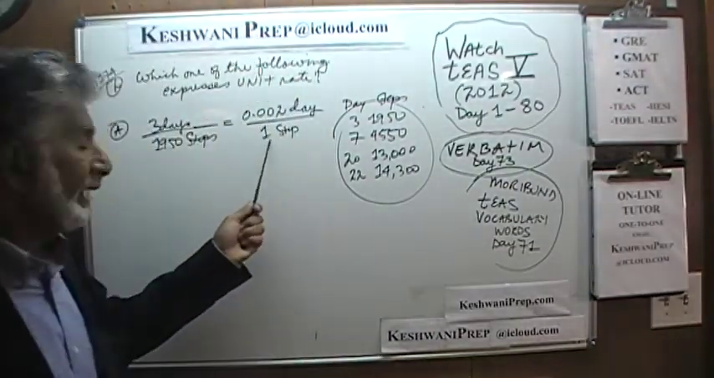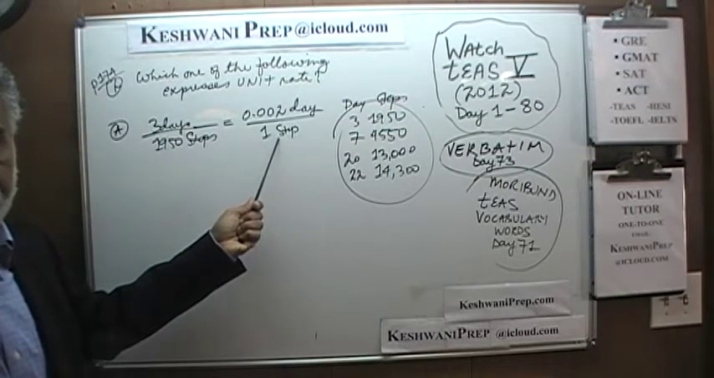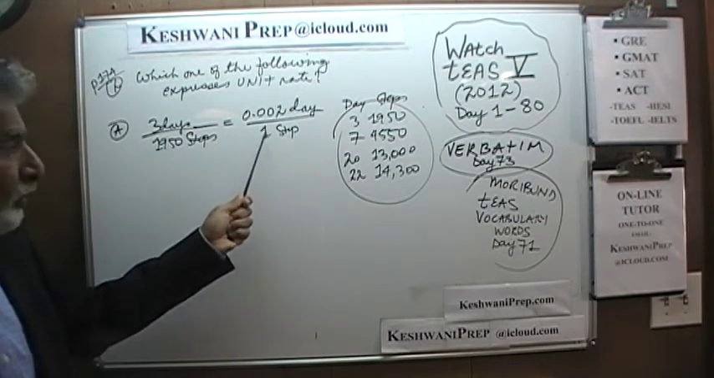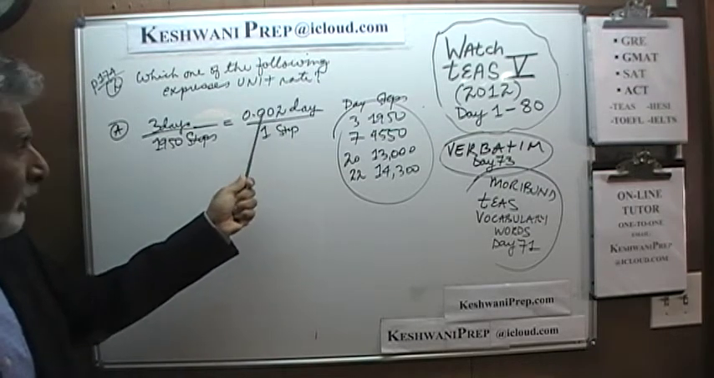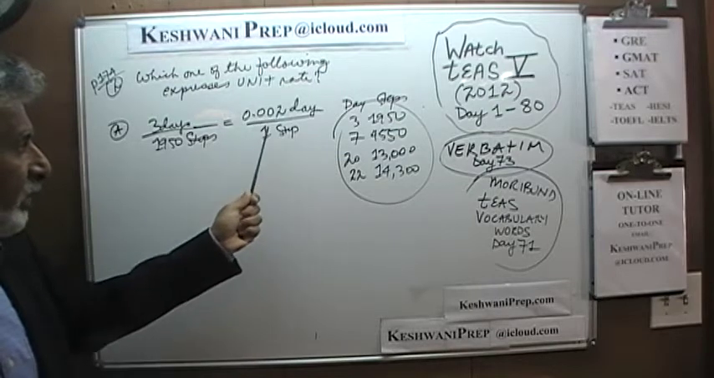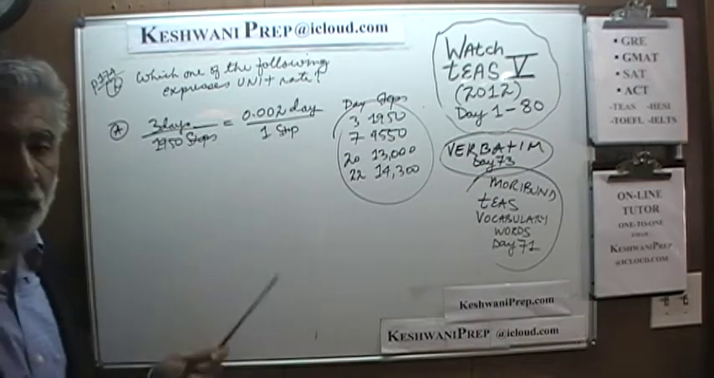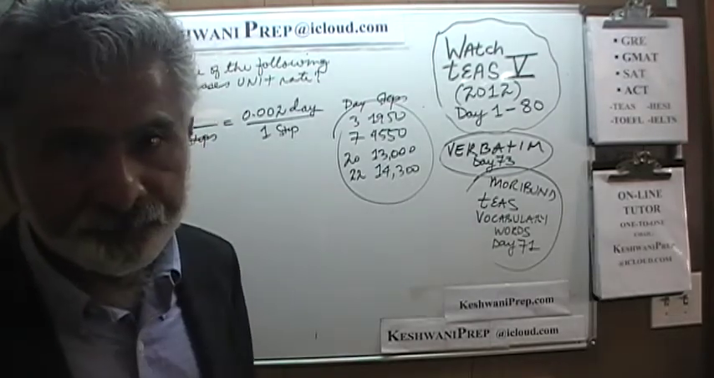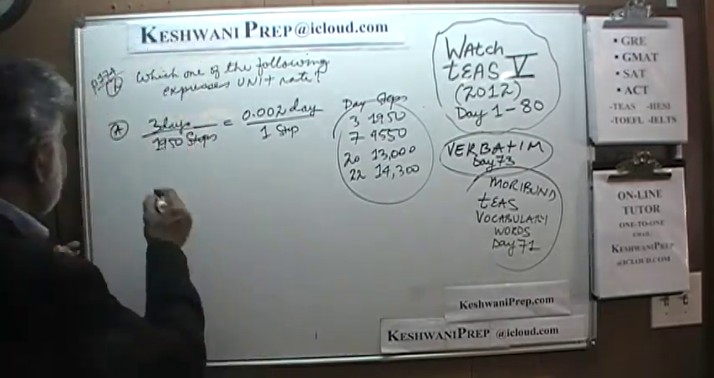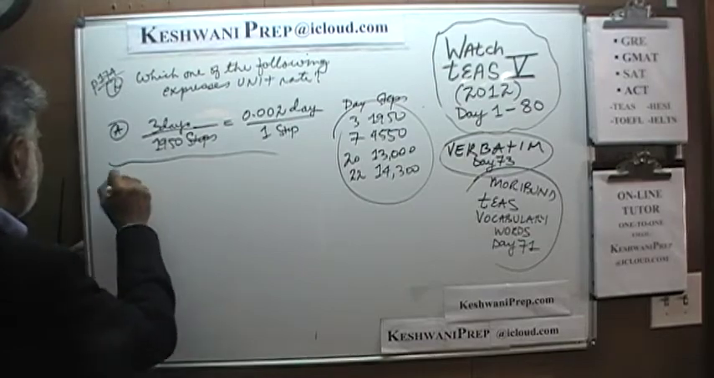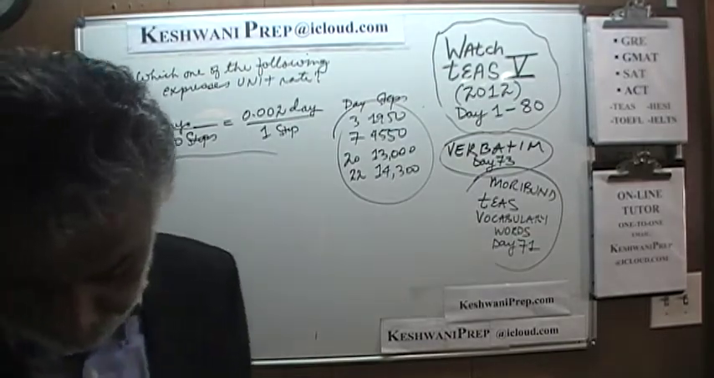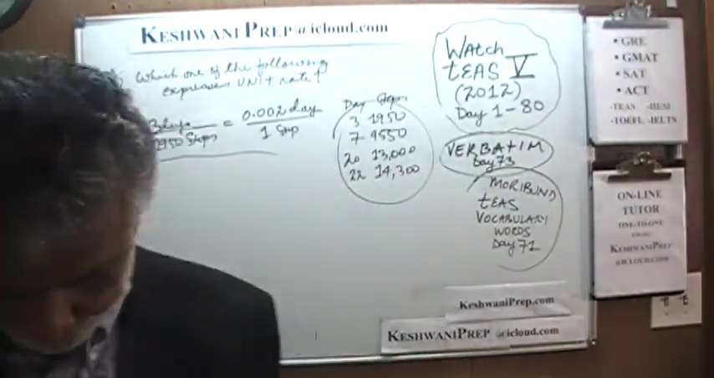We need to have day at the bottom, not a step. We need to know how many steps we're walking. We want to find out how many steps we are walking per day, not how many days it's taking us to walk one step. Do you understand? As impressive as it sounds, that's just not how we do it.